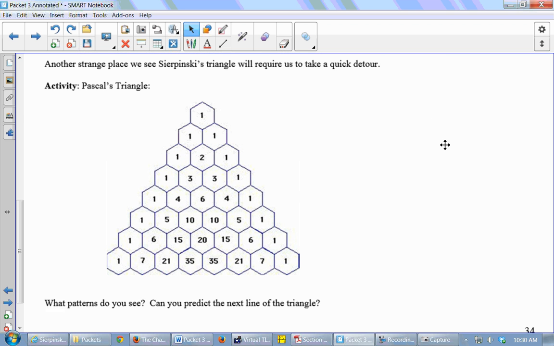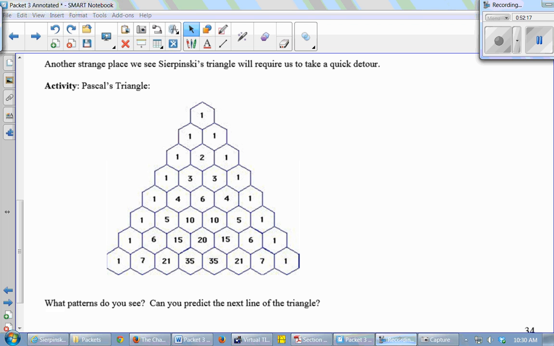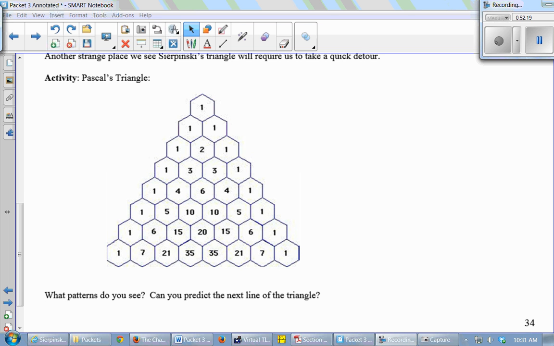All right, so here's another strange place we see the Sierpinski Triangle. It's going to require a quick detour. This is a triangle called Pascal's triangle. Can you predict the next line of this triangle? So what numbers would go if I wanted to make another row down underneath? So study it for a few minutes. See if you can predict the next line of the triangle. All right, anybody discover it? I know I'm rushing people.